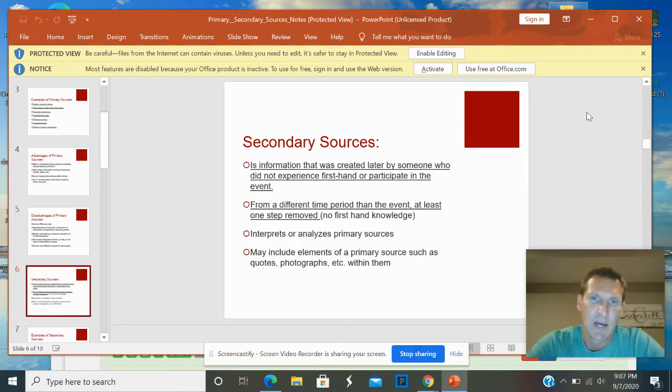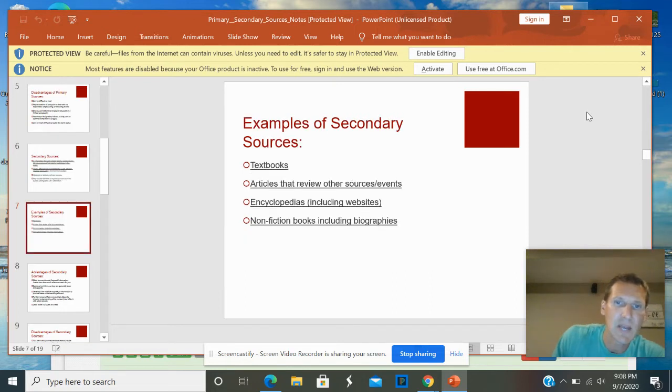Secondary sources, then, are information that was created later by someone who did not experience the event firsthand or participate in the event. And so they're from a different time period. They often interpret or analyze many primary sources, and they may include elements of primary sources such as quotes or photographs, etc. So within a secondary source, you might get elements of a primary source because usually that secondary source is evaluating the event based on multiple primary sources. So examples of secondary sources are basically, again, anything you're looking at that was created after the fact.